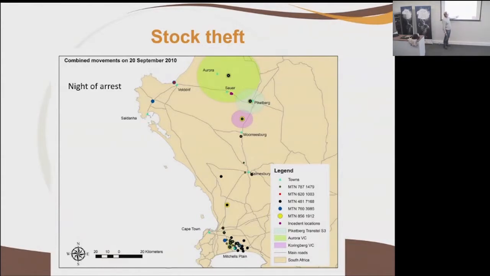This was the night when they were arrested. You can see them moving about Cape Town, Khayelitsha, Mitchells Plain, all those areas. And then they started driving through to commit the crime. And that gives a pattern. So it's a concentration of movement, and then suddenly they drive around. And we looked at the cell phone data and said, if they don't go on to do stock theft there, they just keep to this area because that's the concentration.